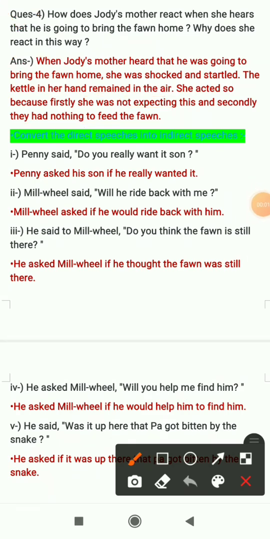Now let's see the next exercise, that is convert the direct speeches into indirect speeches. The direct speeches are from the lesson only and they all are interrogative sentences. We have to convert them into indirect speeches.